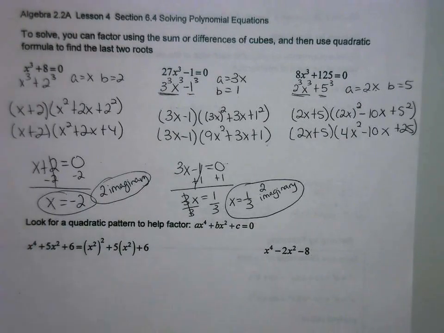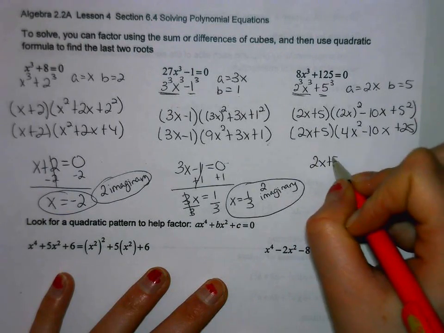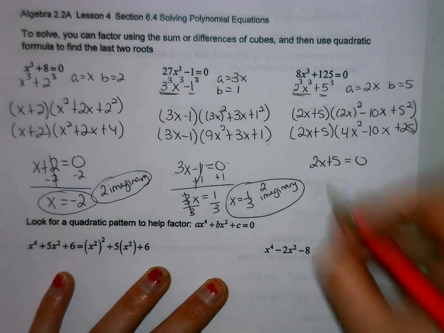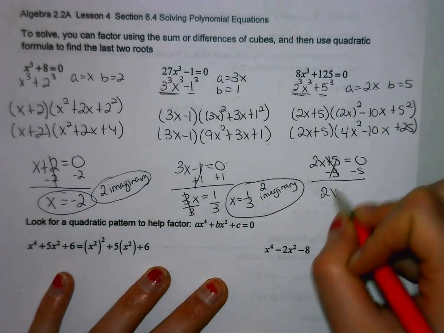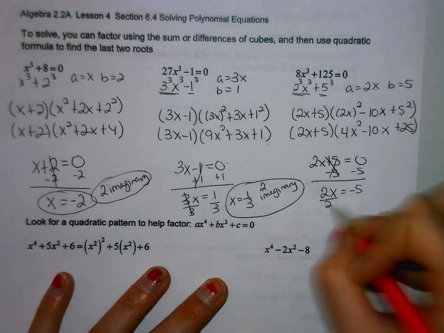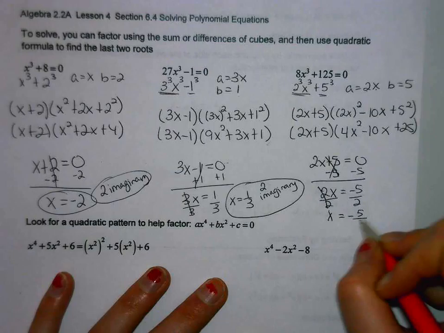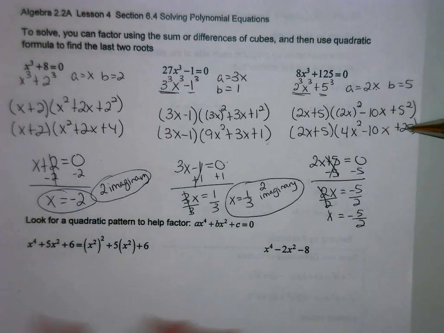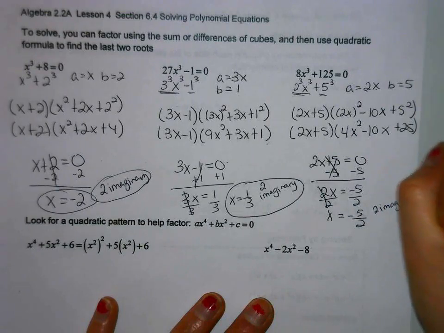And the last one, 2x plus 5 equals 0. So we're going to subtract 5 from both sides. 2x equals -5. Divide both sides by 2. x equals -5/2. We're not going to do the quadratic formula yet, so right now we just know that it's going to be 2 imaginary numbers.